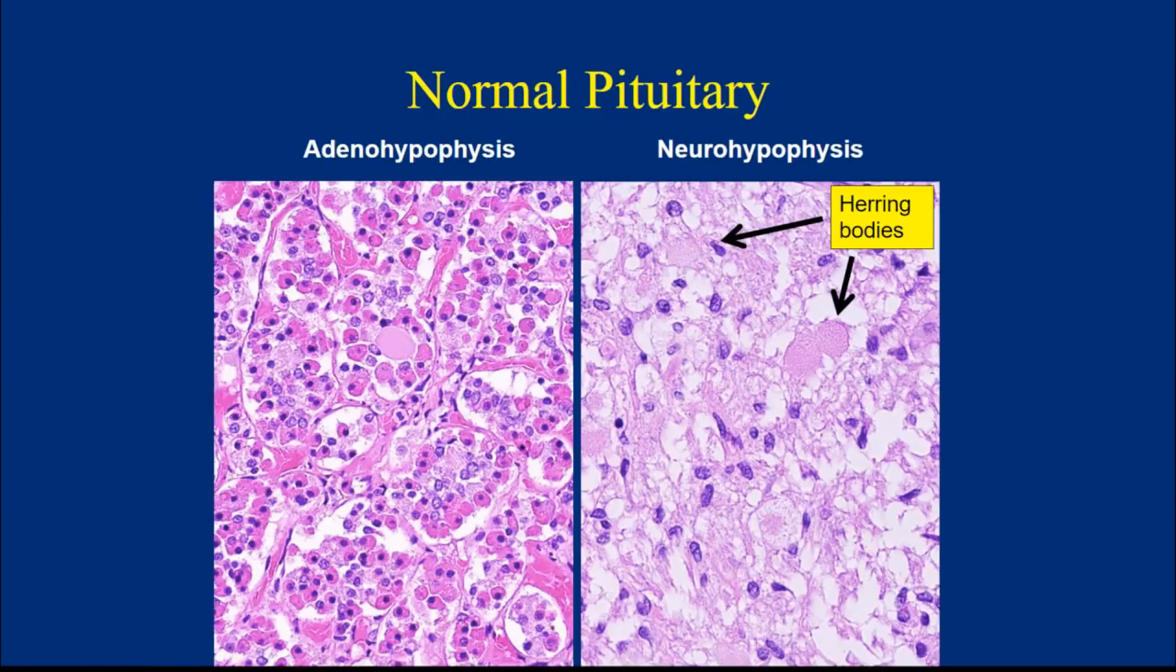Something that allows you to recognize it as such is the Herring bodies, which are dilations of the distal axons, where some of the hormones, for example oxytocin, are released. So this is something to have in mind to get used to.